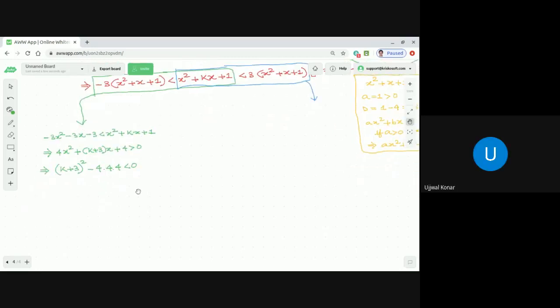Then what you can write is that this implies k square plus 6k plus 9 minus 64 is less than 0.